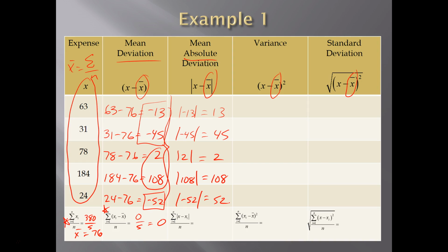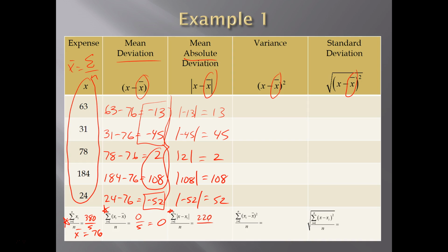So now we have some absolute deviations. We have those deviations, and we took the absolute value of them. What we want to do down below is, this formula says to find the sum of all these things. So we've got to find the sum. Add the 13, the 45, the 2, the 108, and the 52. Add those together and you get 220.